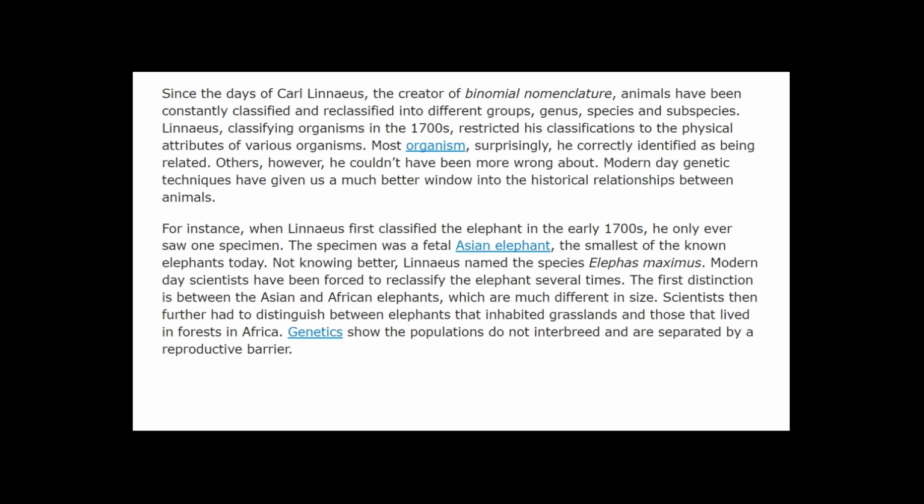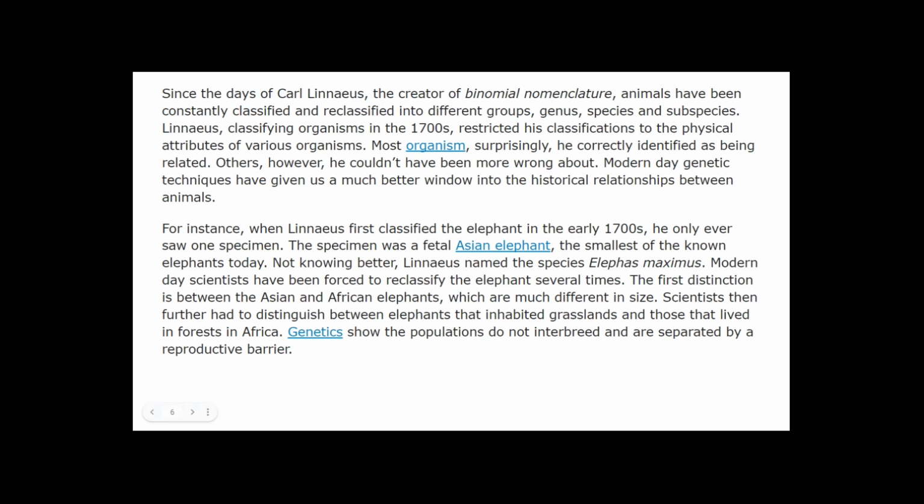So, for example, for the African elephant, we now know it belongs to two distinct species. We have the savanna elephant, which lives in the grasslands in Africa, and the forest elephant, which lives in the African forests. Sadly, African forests are being fragmented, and therefore the forest elephant is a seriously threatened species.